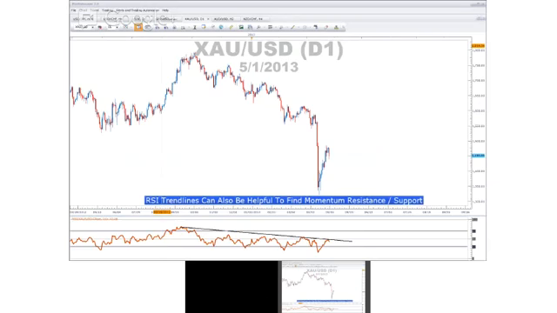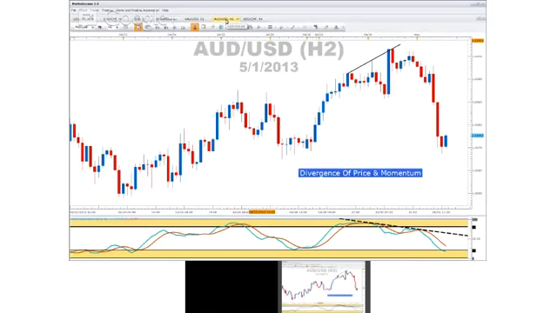And there's two types of stochastics. You'll notice there's a slow stochastic and a fast stochastic. I like the slow stochastic. Again, it's that whole idea of less signals but more reliable. Think of the world-class sprinter versus the couch potato. Do what's easier for you.